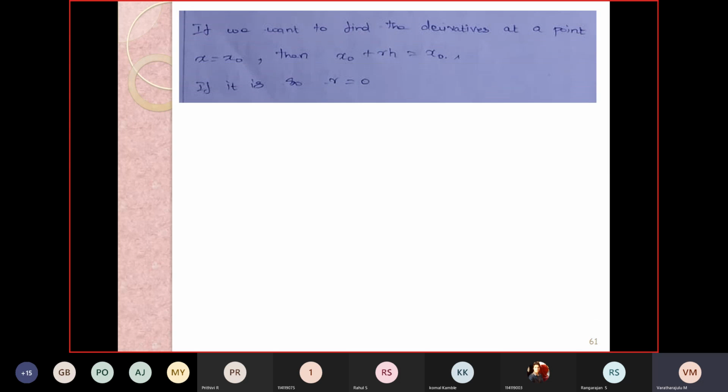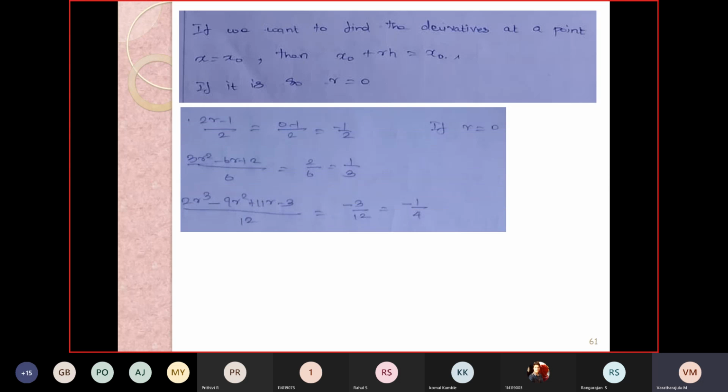And see, here, if you want to find the derivatives at the point of x naught, then what will we apply? Usually, we will correlate with x naught plus r into h. Therefore, r becomes 0, isn't it? When x naught plus rh is equal to x naught, we must have the interval in the given data. Without the interval, we cannot find the derivative. Therefore, r becomes 0, isn't it? And if r is equal to 0, this is the coefficient of the first derivative. I am applying r is equal to 0 in the coefficients of the first derivative. I will get minus 1 by 2, here 1 by 3, here minus 1 by 4.